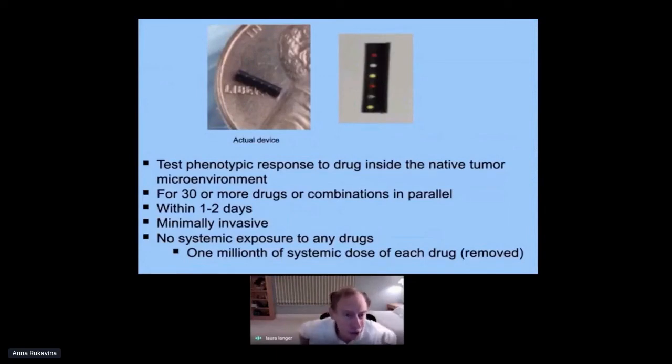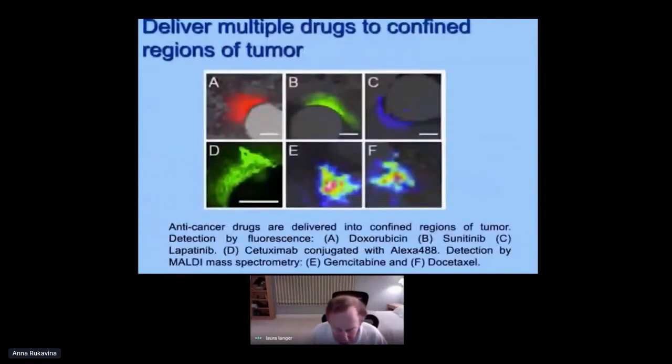And the idea is you could test 30 or more drugs in parallel. You get an answer in a day or two. It's minimally invasive, and you're doing that anyhow with biopsies. And you're not getting systemic exposure to any drugs. And you're only giving 1/1,000,000th of the systemic dose. And the next slide just shows a picture of how you can watch the drug come out over time by fluorescence or multi-mass spec. And then Ollie Jonas, he's the one that led this project.